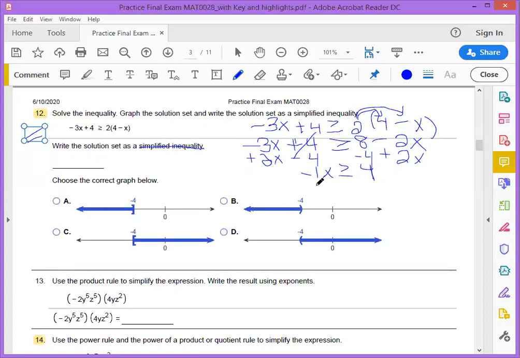All right, now we need to solve this inequality by getting rid of this negative 1 in front of the x. So we have to divide both sides of the inequality by negative 1. And remember, whenever you multiply or divide both sides of an inequality by a negative number, you have to reverse that symbol. So that symbol will be reversed from greater than or equal to, to less than or equal to.